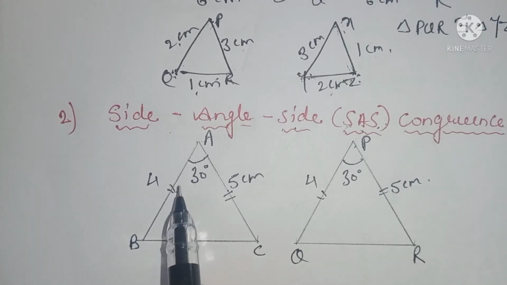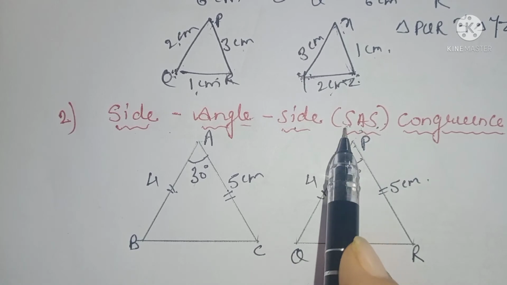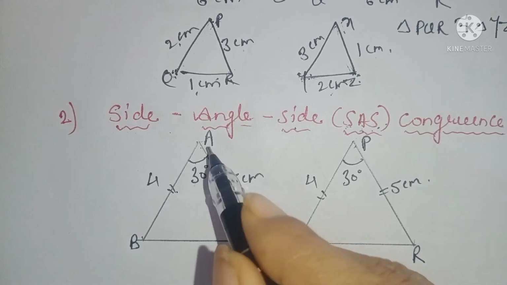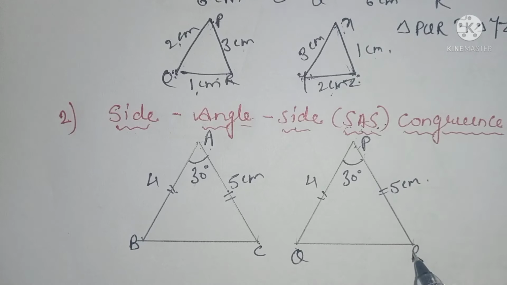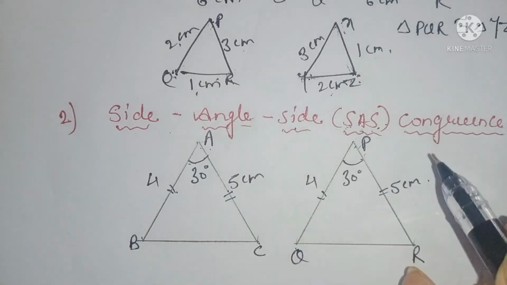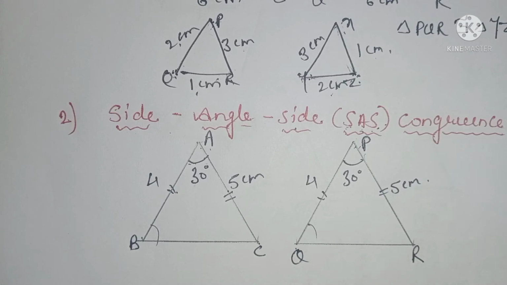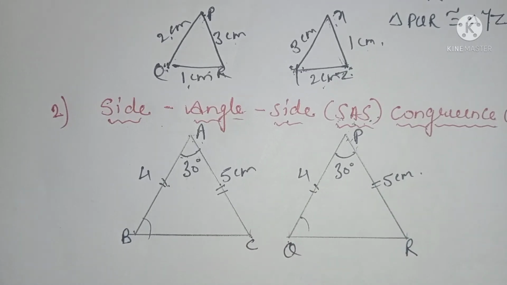You have to keep in your mind that, as the name indicates, side angle side, the angle should be included between the two sides. If we take AB as 4 and AC as 5, and here also PQ is 4 and PR is 5, but suppose angle A is not given to you, instead angle B is given as 30 and here angle Q is given. Can we say the triangles are congruent by SAS? No, because in that case the angle is not included between the two sides, right?